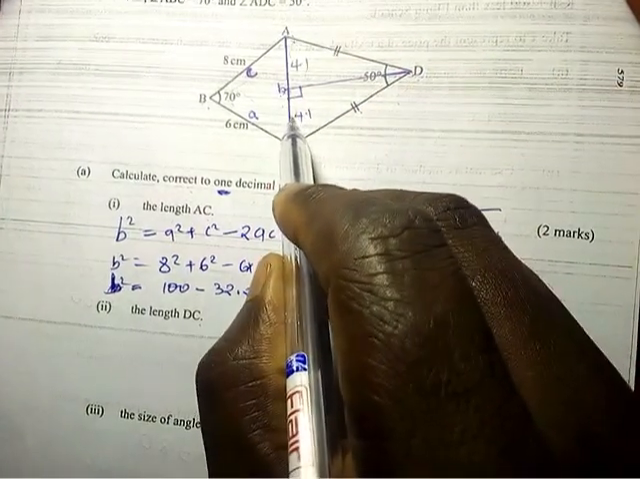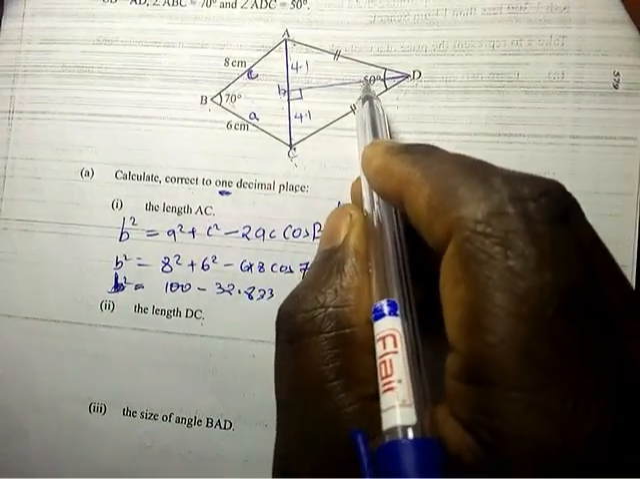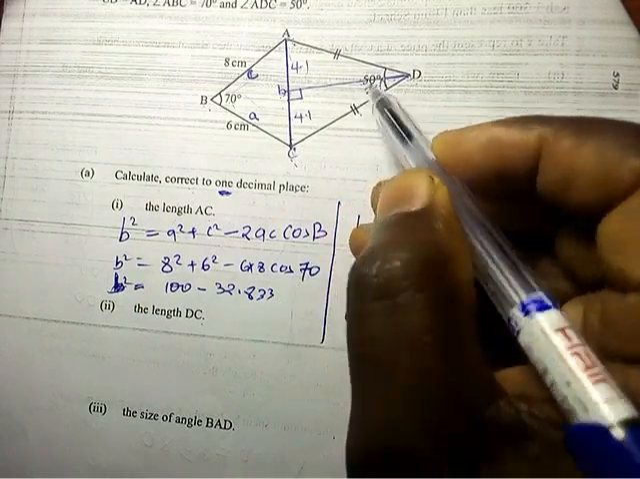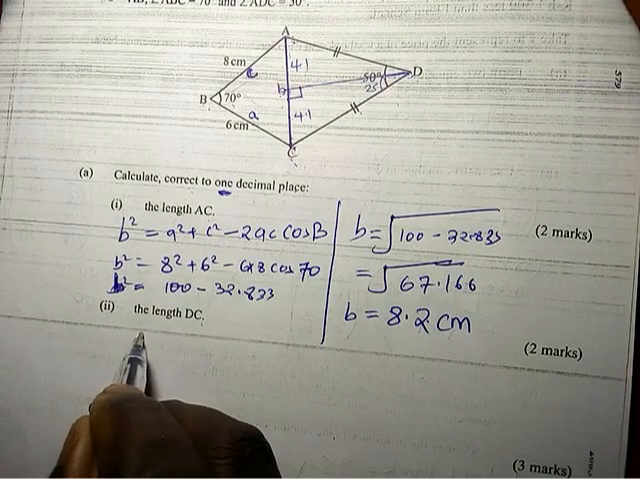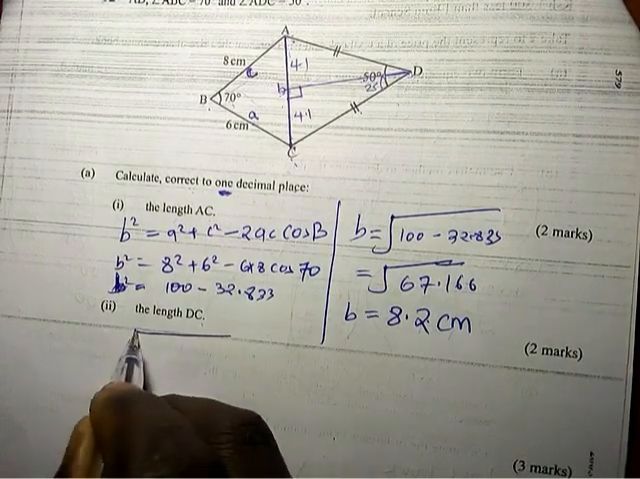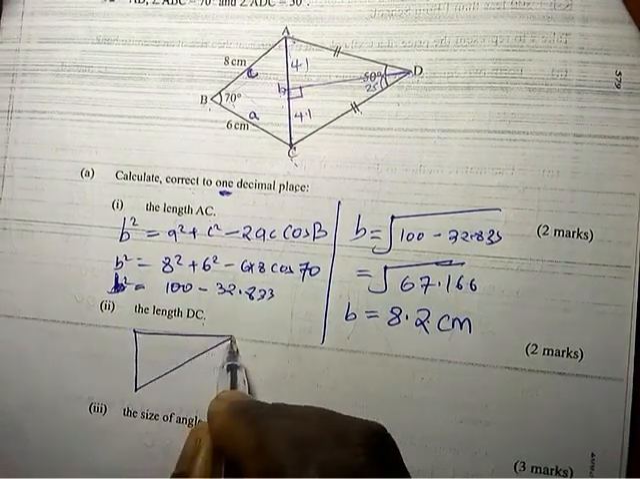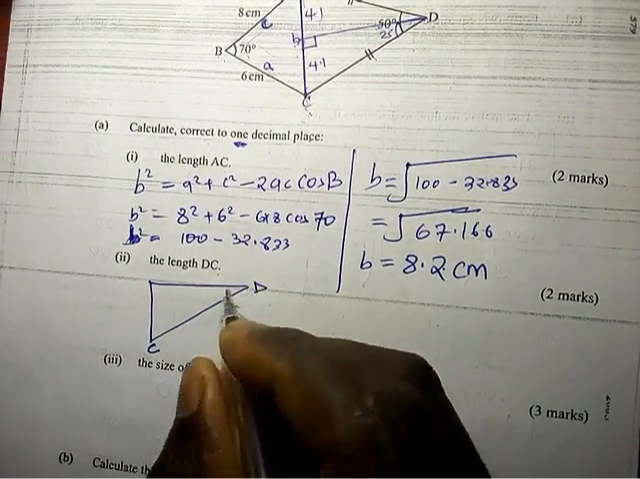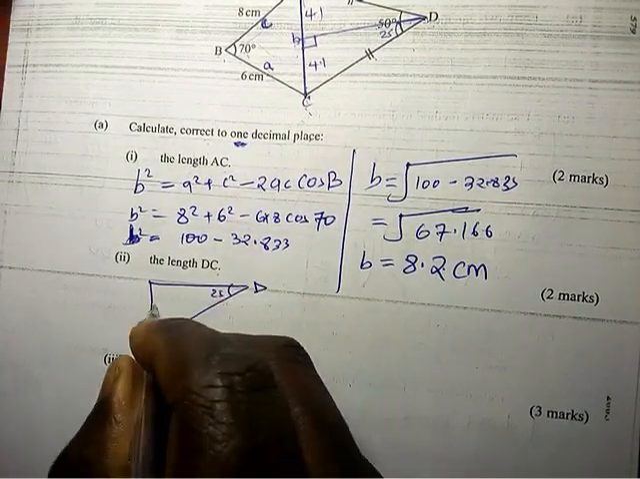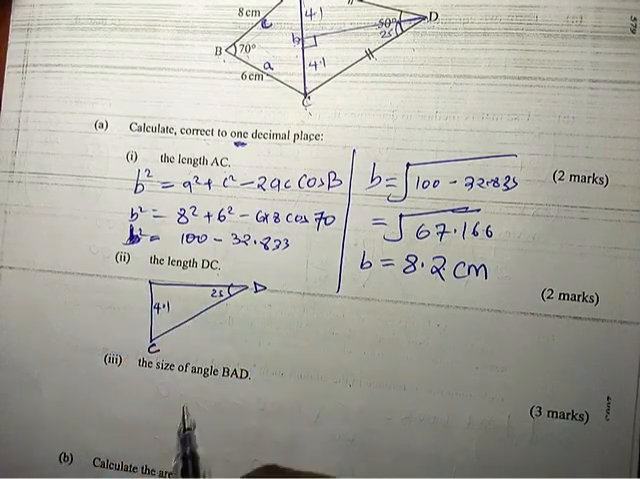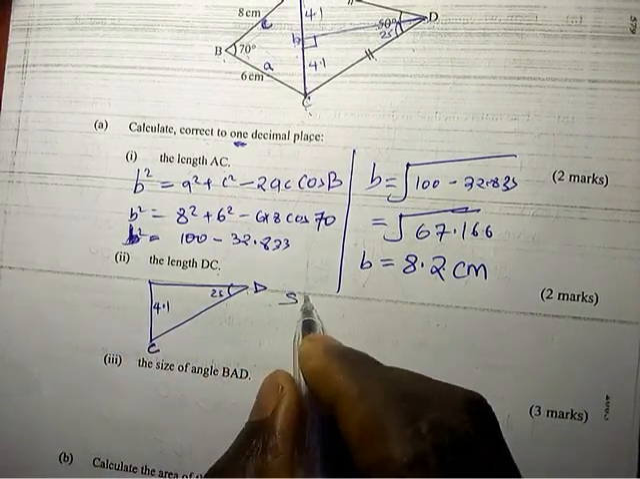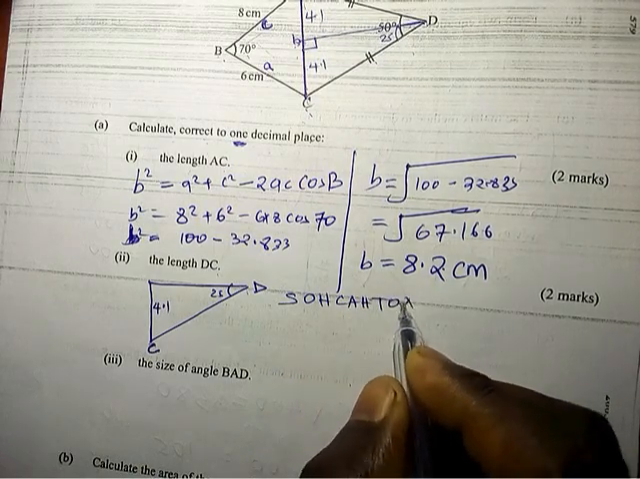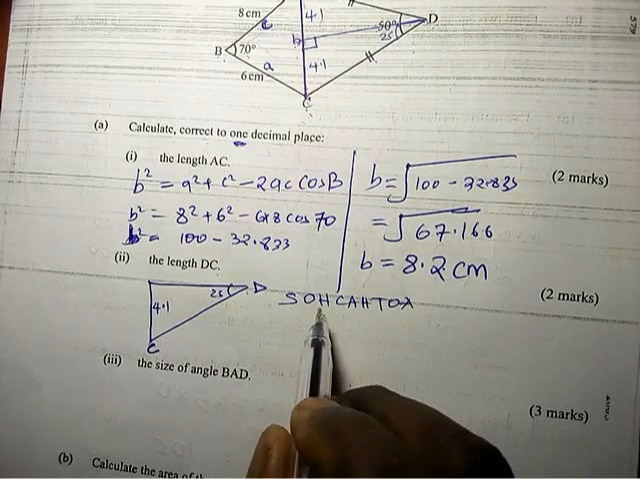I know from here to here, and this angle is 50, so half of it alone is 25. So you extract that right angle triangle. Okay? C, D. Here is 25. Here is 4.1. Now, to get this, you use SOHCAHTOA.